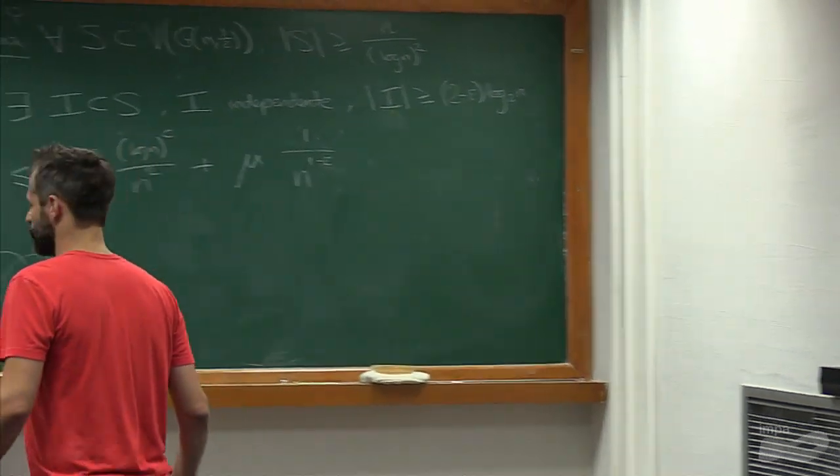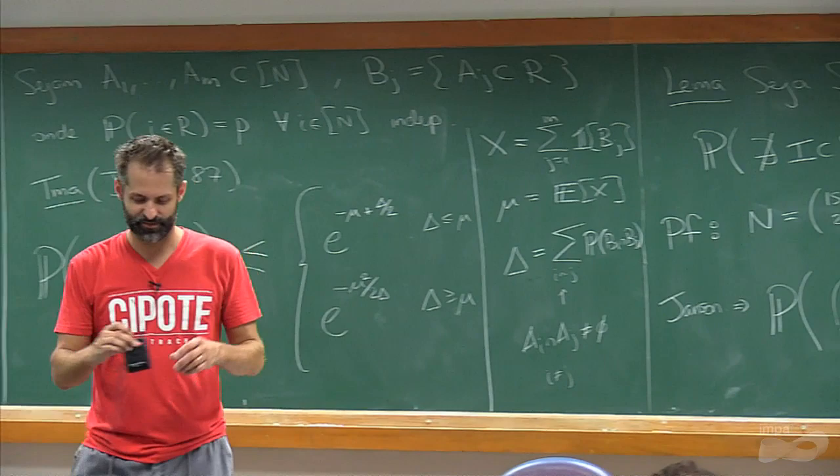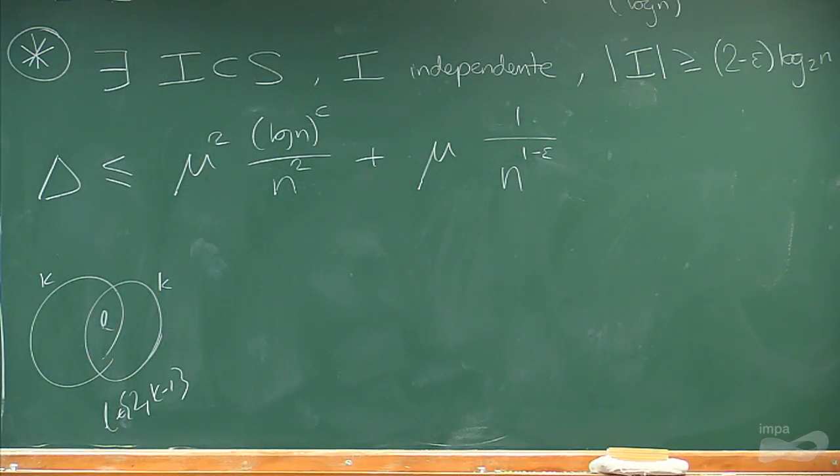Okay, so see you on Friday. This was for a lower bound? This was for the upper bound. The lower bound was just that the chromatic number of G is at least n over alpha of G.